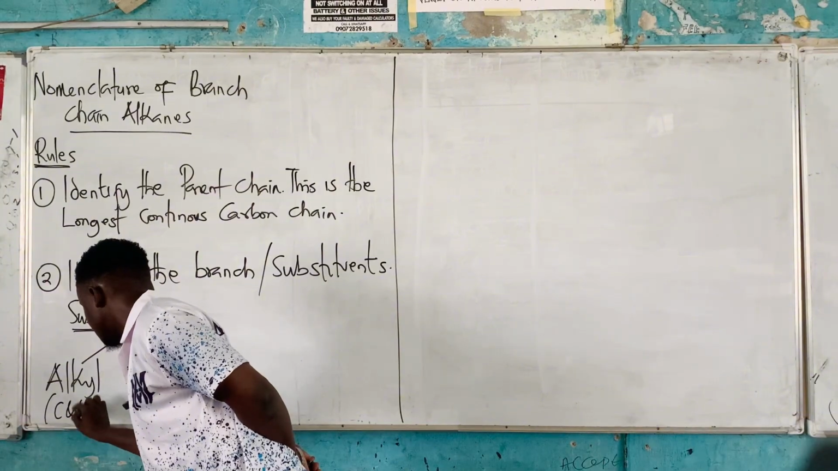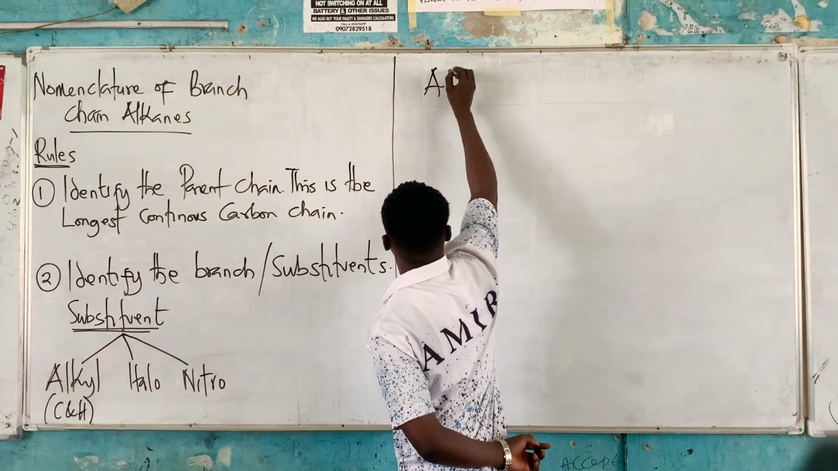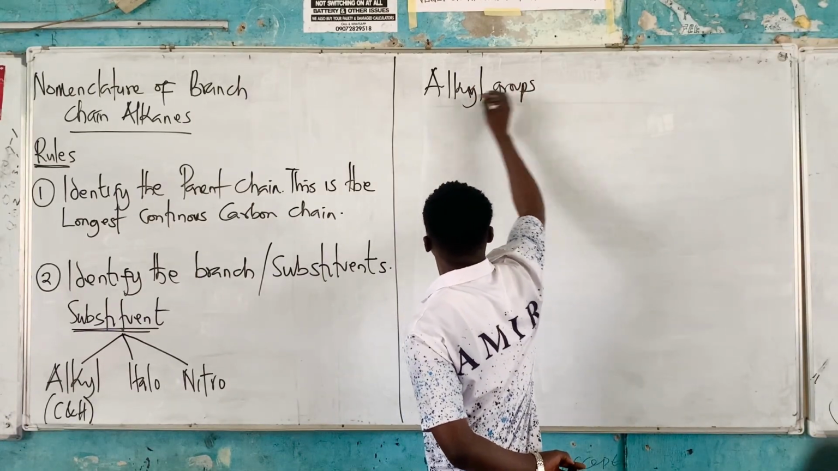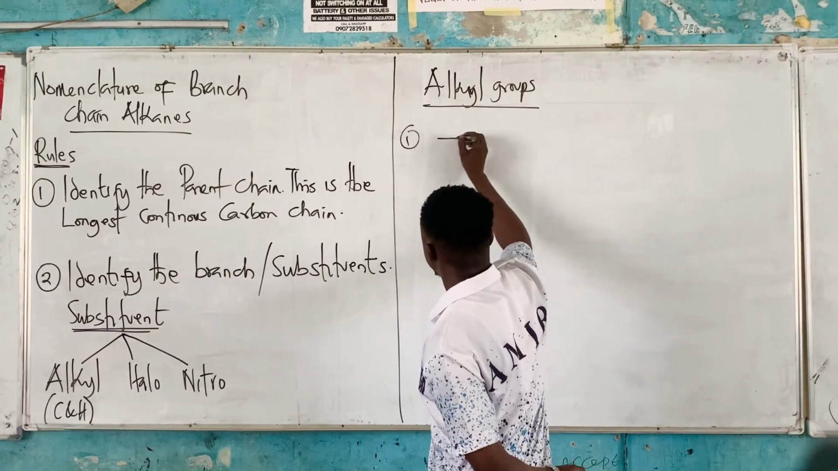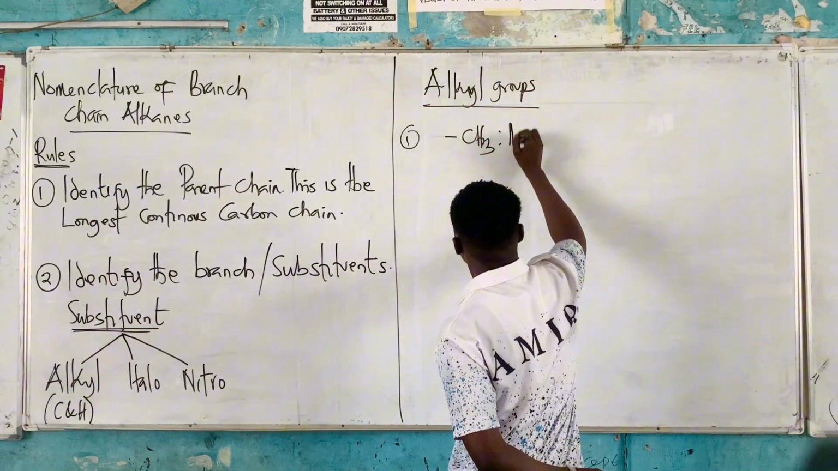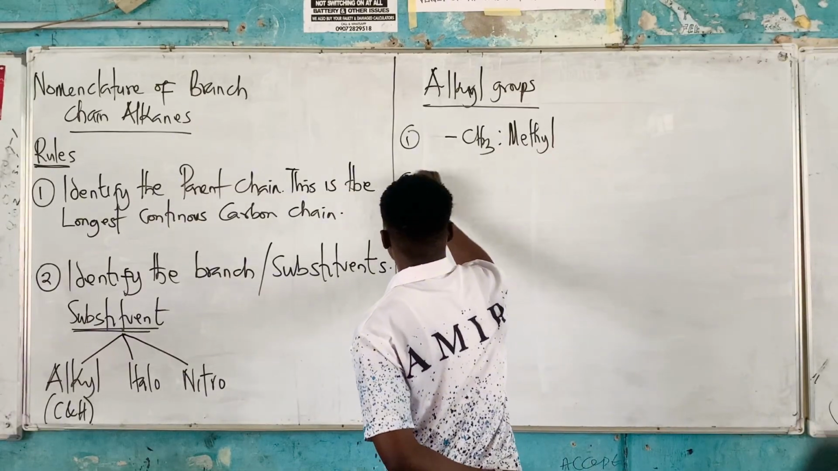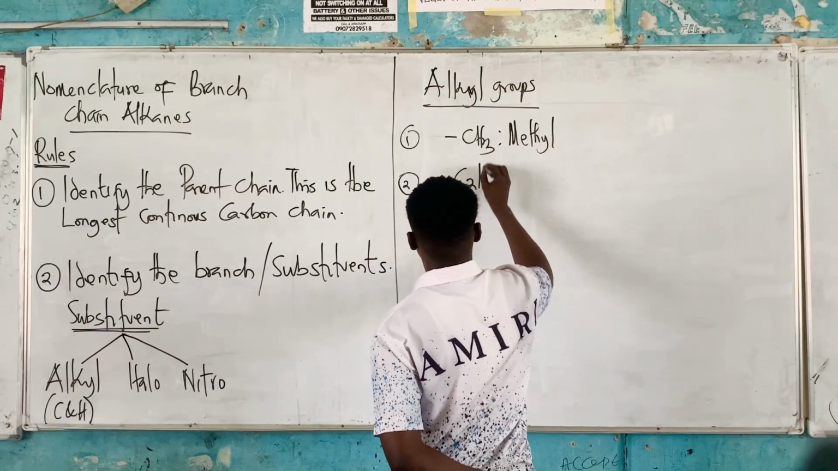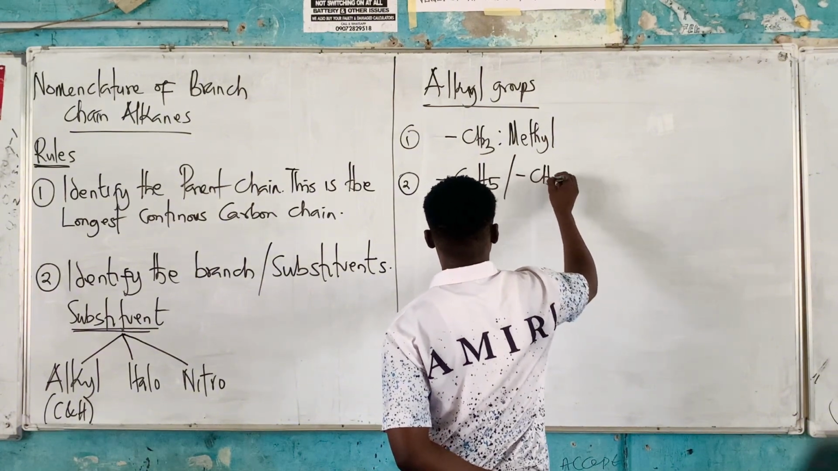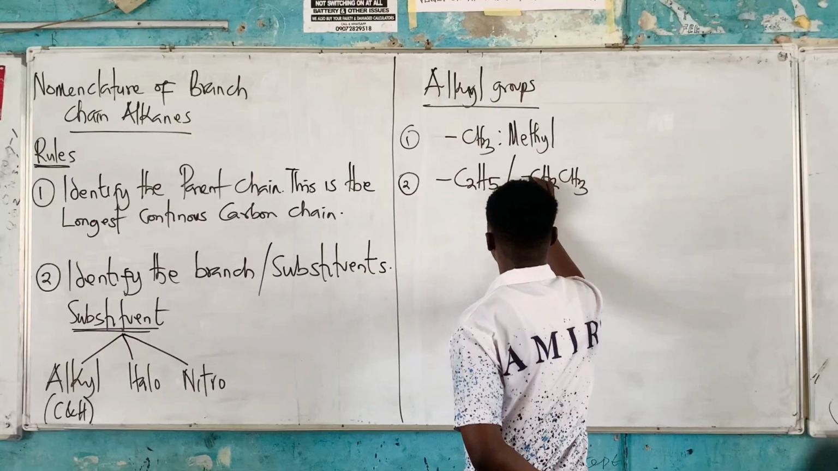So, alkyl groups, example of alkyl groups, please do not forget that alkyl groups are groups that contain carbon and what? Hydrogen. So for alkyl groups, we have the first one, CH3, which is what? Methyl. We have the second one, C2H5 or CH2.